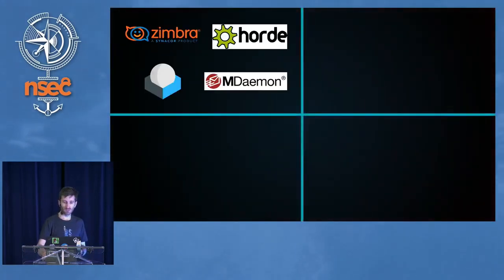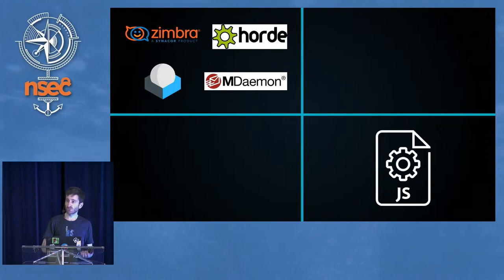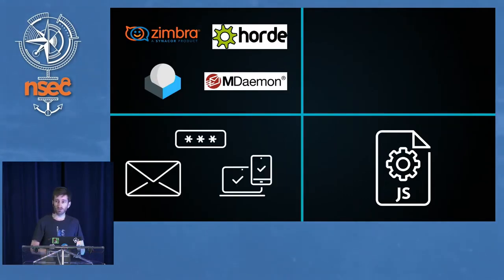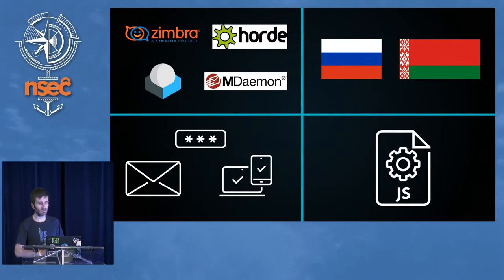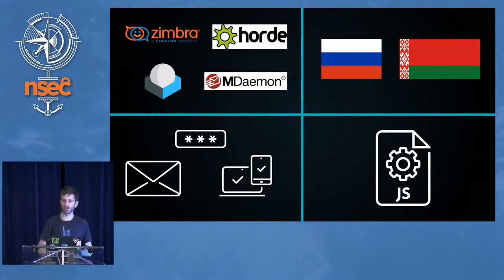So as a conclusion, a lot of software are affected, including the most popular webmails: Zimbra, Horde, RuneCube, and MDaemon. XSS vulnerabilities enable the execution of arbitrary JavaScript code in the context of the browser. And it can be triggered remotely by just sending a specially crafted email. It enables stealing whatever is accessible to the webmail user, including emails, contacts, 2FA tokens, and it can also be used to trick the user into providing their credentials. And finally, in this research, we found that this modus operandi is mainly used by Russian and Belarusian cyberespionage groups.